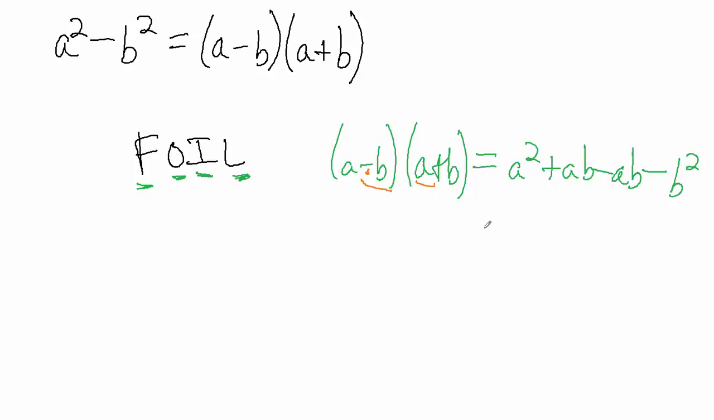Okay, so when we simplify, what happens? Well, we get a squared plus ab minus ab minus b squared. So plus ab cancels with minus ab. That's great. And what we're left with is a squared minus b squared, which is exactly what we were hoping for. Okay, so this verifies that when we have a squared minus b squared, we can factor that into a minus b times a plus b. So let's see some examples in the upcoming videos.